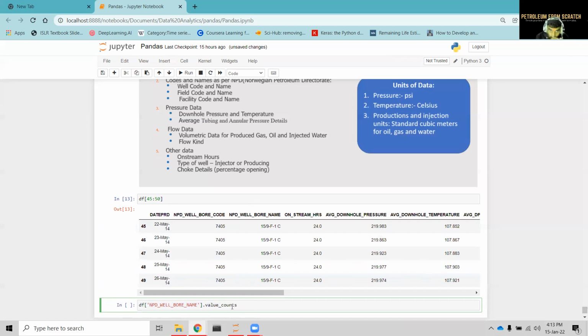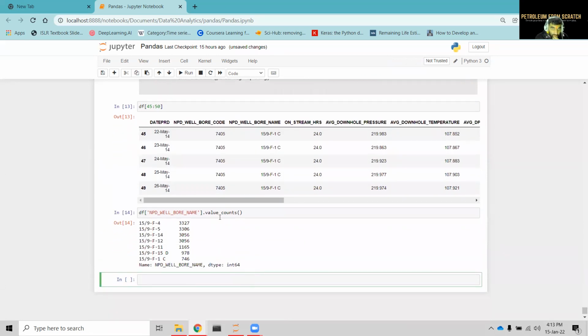so you can know the total number of different values that this certain column is having. So when I run this code, I got the different values that this column is having. For example, for F4 wellbore name, we have 3,327 points. For F5, 3,306. So this value counts we use a lot in our exploratory data analysis stage.